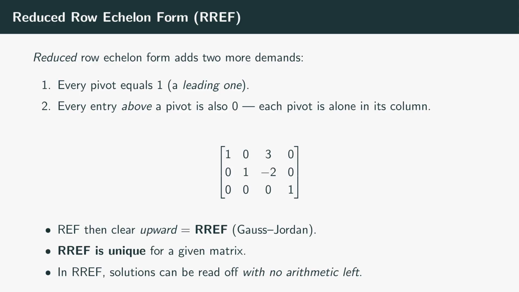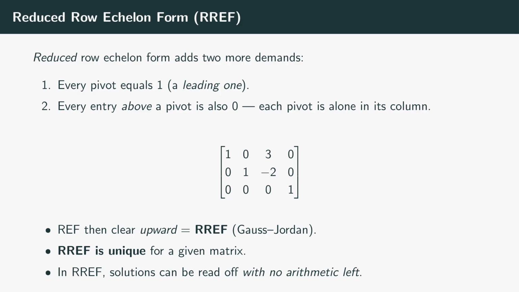We can polish row echelon form one step further into reduced row echelon form, often abbreviated RREF. It asks for two extra things. First, every pivot must equal 1, a leading one, which we arrange by scaling each pivot row. Second, every entry above a pivot, not just below, must be 0, so that each pivot stands completely alone in its column. Look at the example. Each pivot is a 1, and its column is otherwise all zeros. Getting there is just Gaussian elimination followed by clearing upward as well as downward, a version sometimes called Gauss-Jordan elimination.